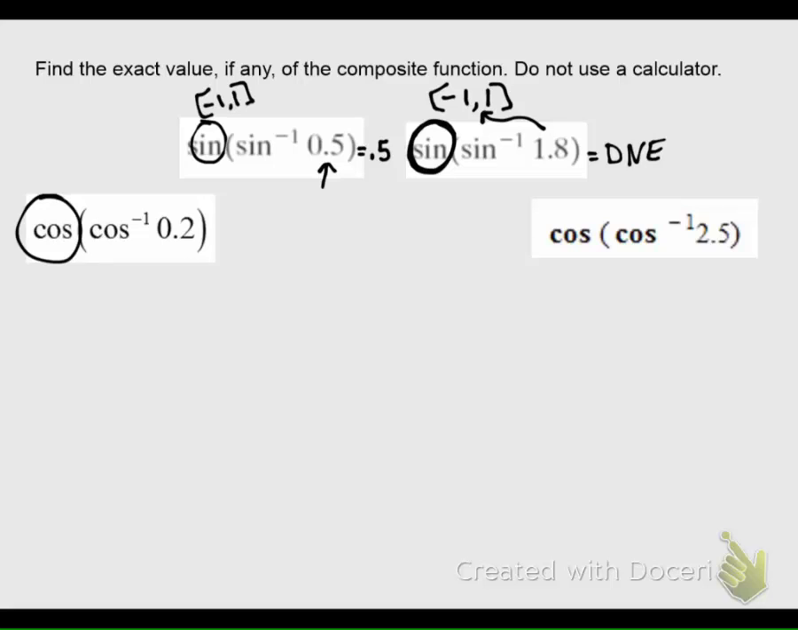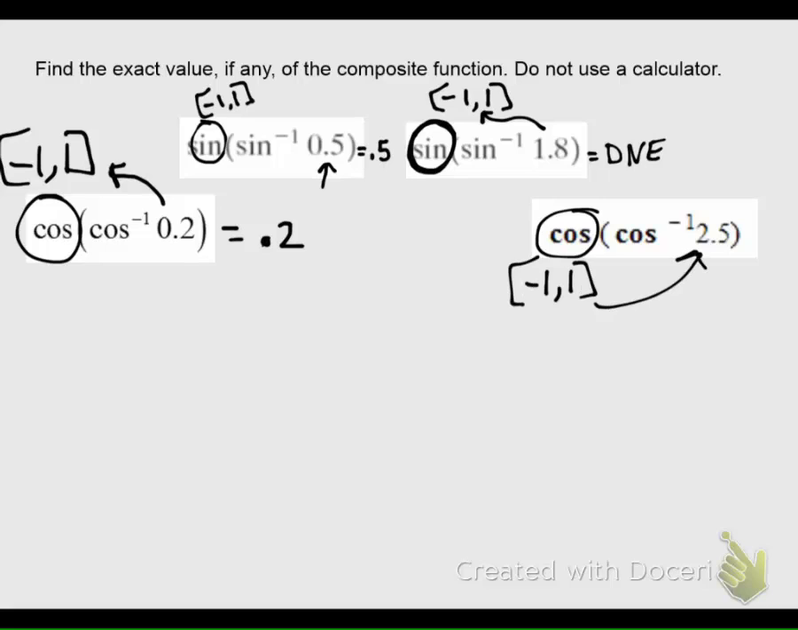Outer function's a cosine. Cosine has to be between -1 and 1 for its range. Is 0.2 a number between -1 and 1? Yes. So the answer is 0.2. Outer function's a cosine. Cosine has a range of -1 to 1. Is 2.5 a number in that interval? No. So the answer does not exist. They're easier when the outer function's not an inverse.